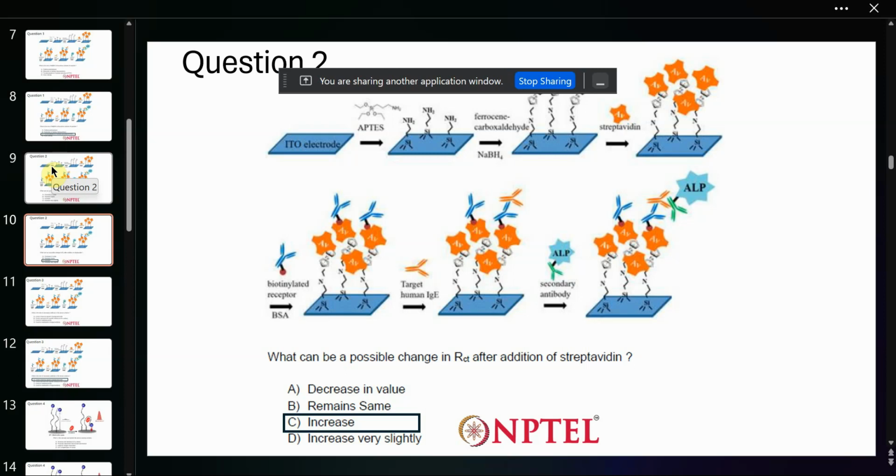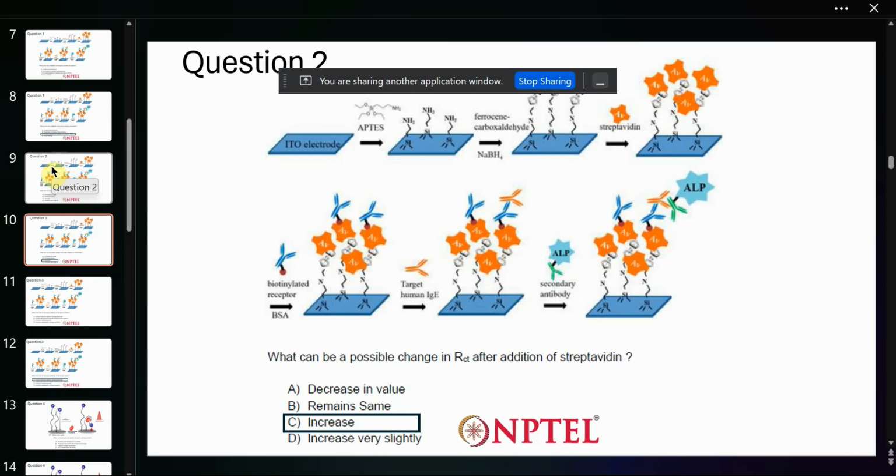So if you are doing some surface treatment with low weight things, even if you put an antibody, which has quite a lesser weight compared to a protein, the RCT, the change in charge transfer resistance, will increase only very slightly. But here streptavidin is quite heavy. One streptavidin is equivalent to around 2.5 times the weight of a single antibody. So when you have so many streptavidin, the RCT value will be very high.